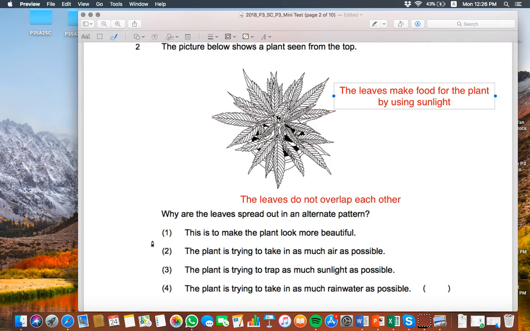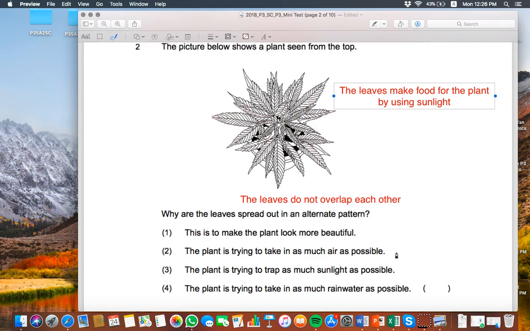The leaves do not overlap each other to make the plant look more beautiful. Is that the reason? No. The plant is trying to take in as much air as possible. Even though the leaves are overlapping each other, it does not affect how much air is being taken in by the leaves because air is all around. Now, option 3, the plant is trying to trap as much sunlight as possible. Yes, because it wants to make as much food as possible, as living things need food to survive. So 3 is correct.